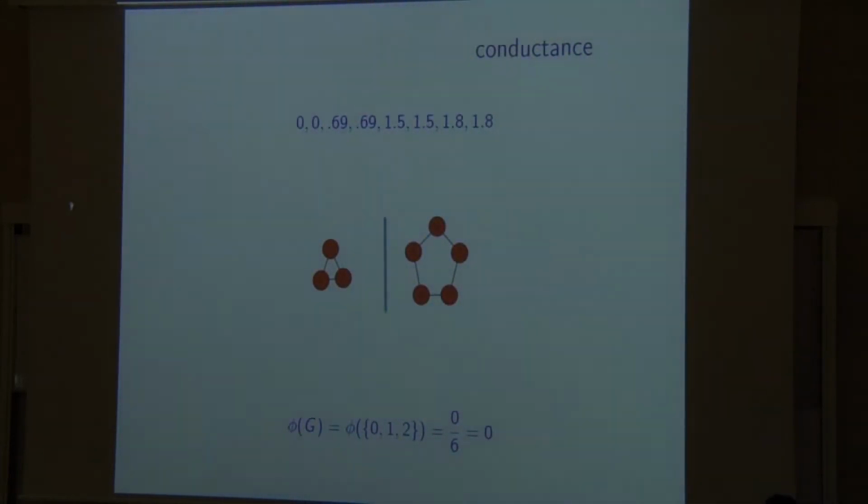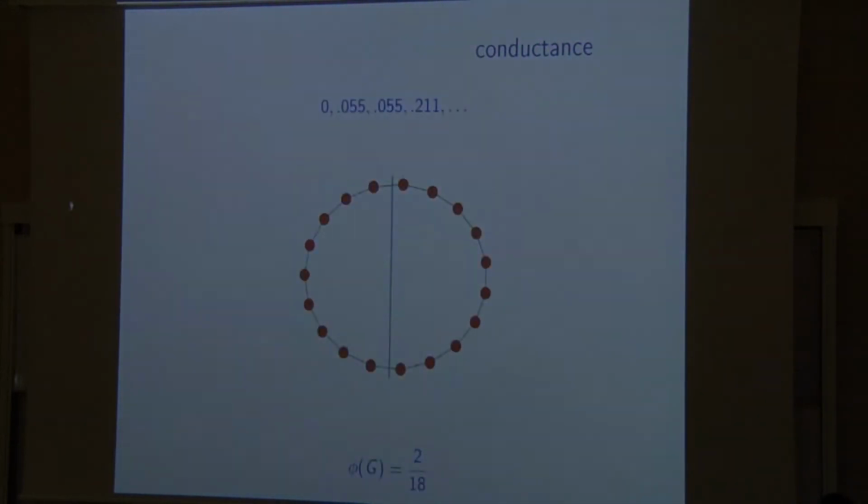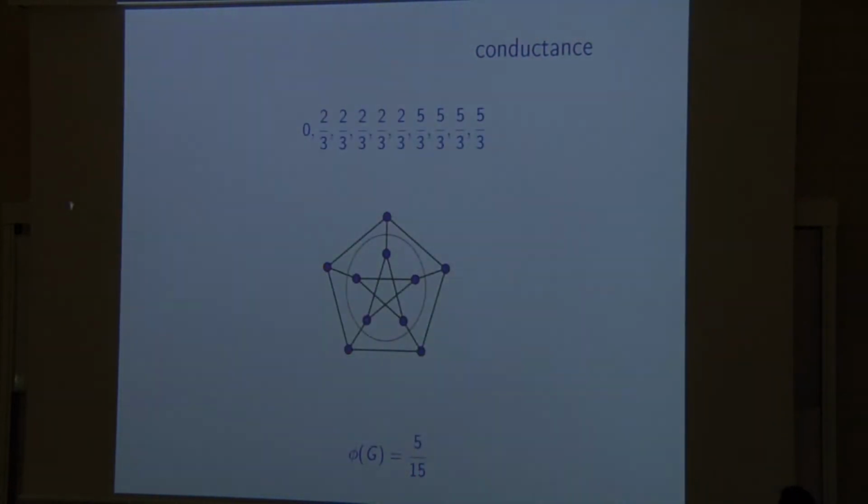So here are some examples. This is a graph whose conductance is 0. This is a graph whose conductance is fairly small. This is a cut in which the number of crossing edges is only 2, and if I sum the degrees of the vertices on either side, I get a fairly big number. And that's a graph with a fairly large conductance.